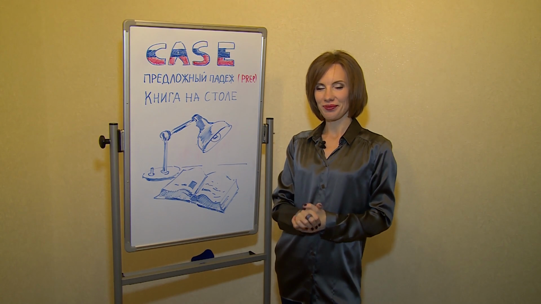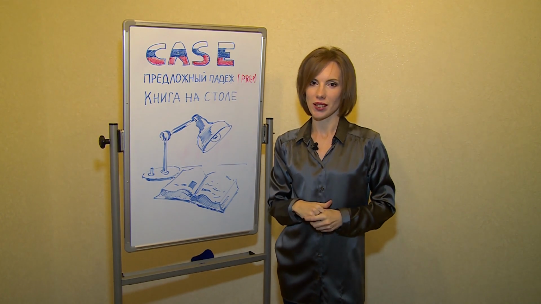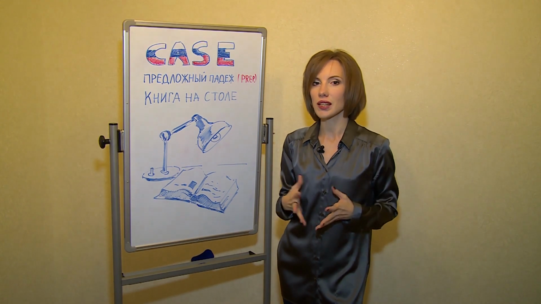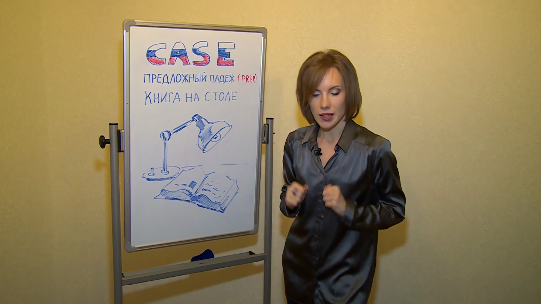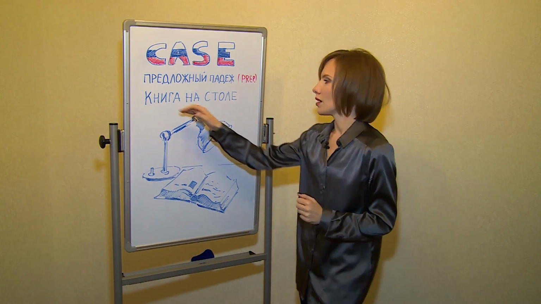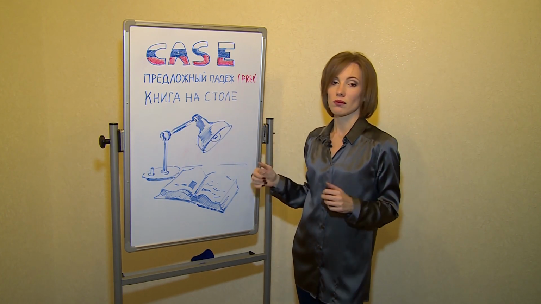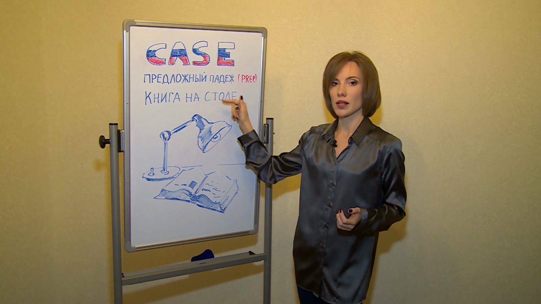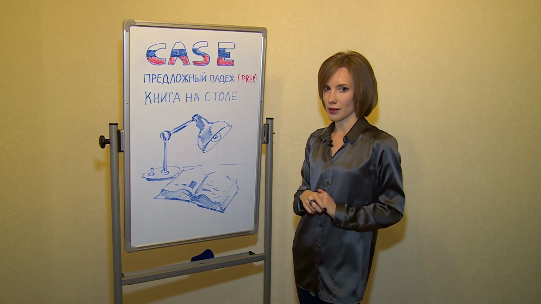And finally, the prepositional case, предложный падеж. The prepositional case is used to indicate place or position. It is always used with a preposition. So, the book is on the table. Книга на столе. Where is the book? On the table. The word table, стол, takes the prepositional case.